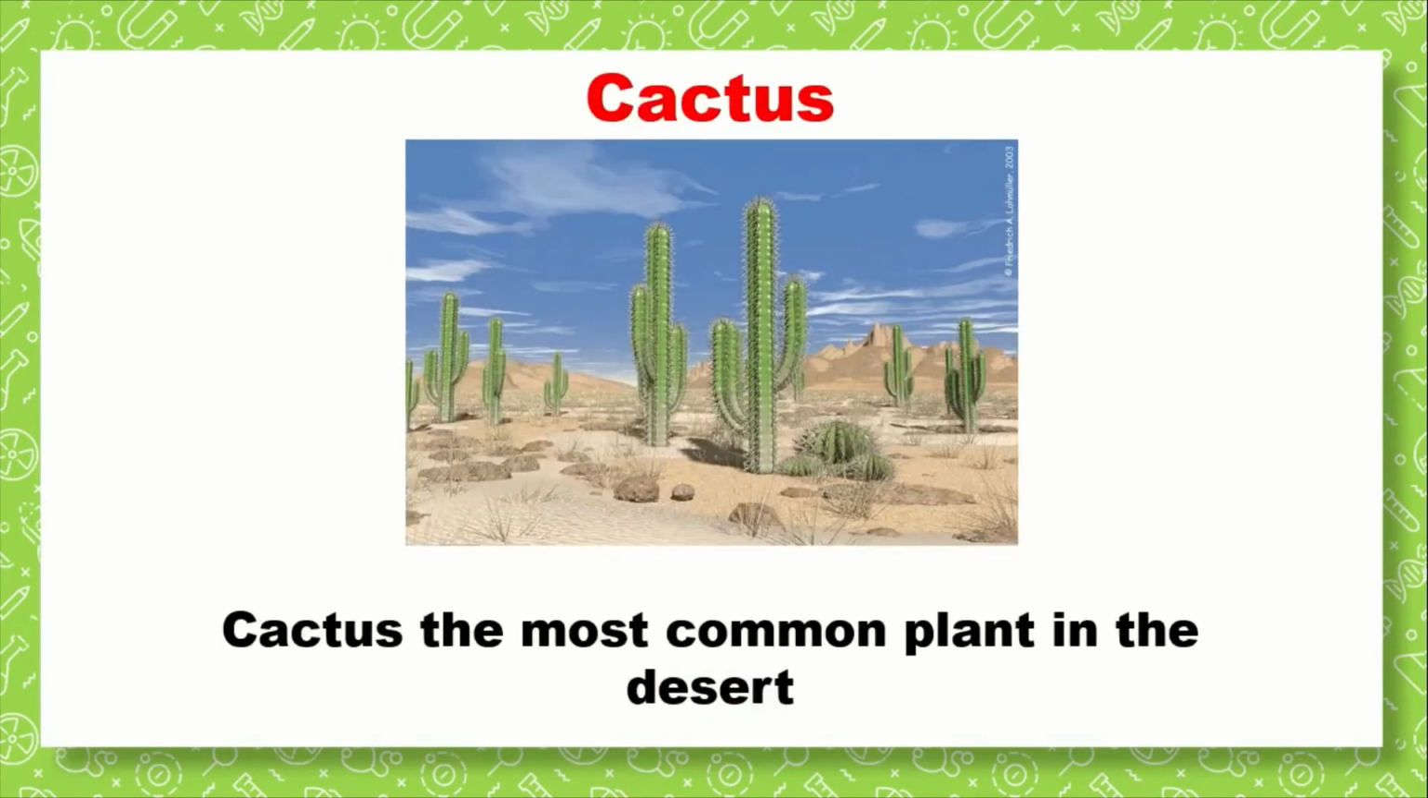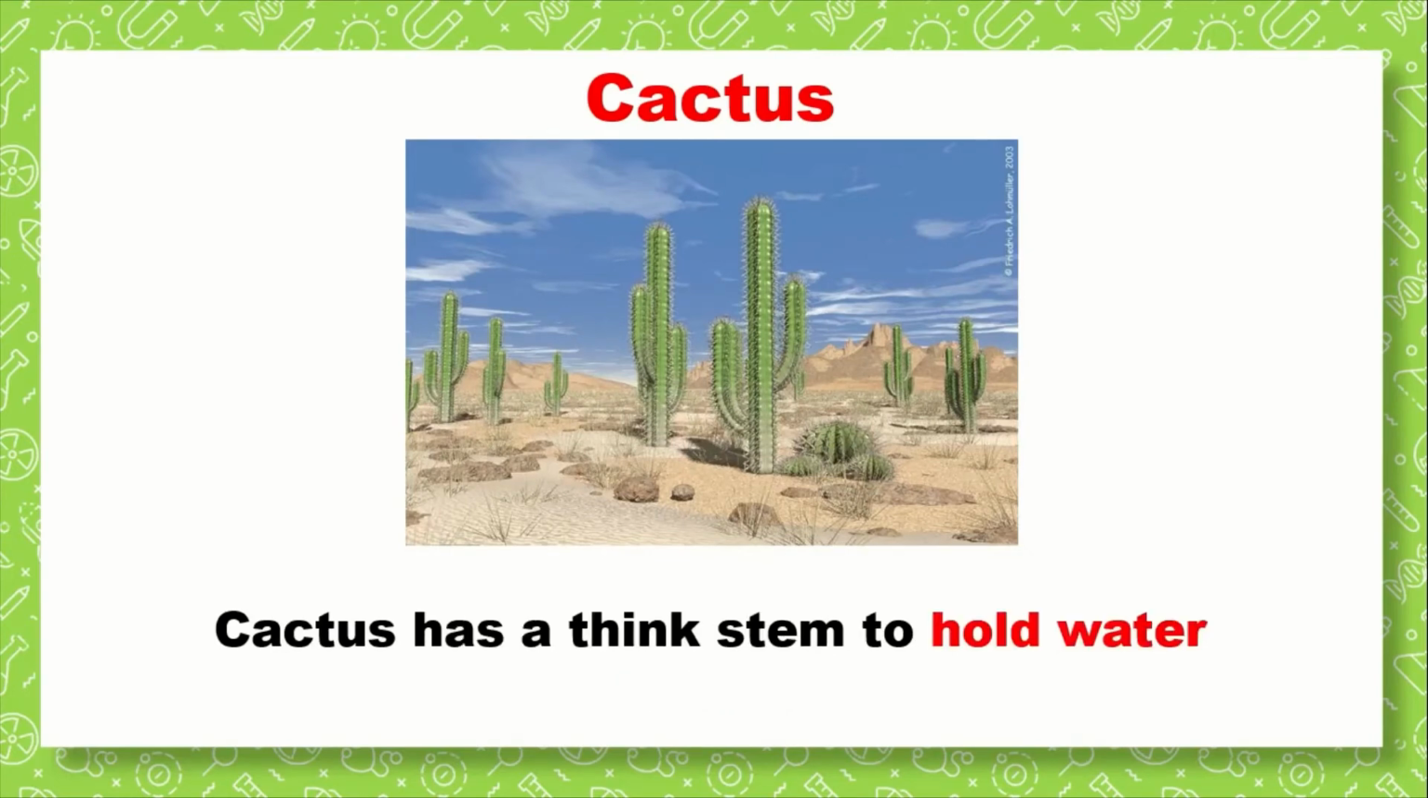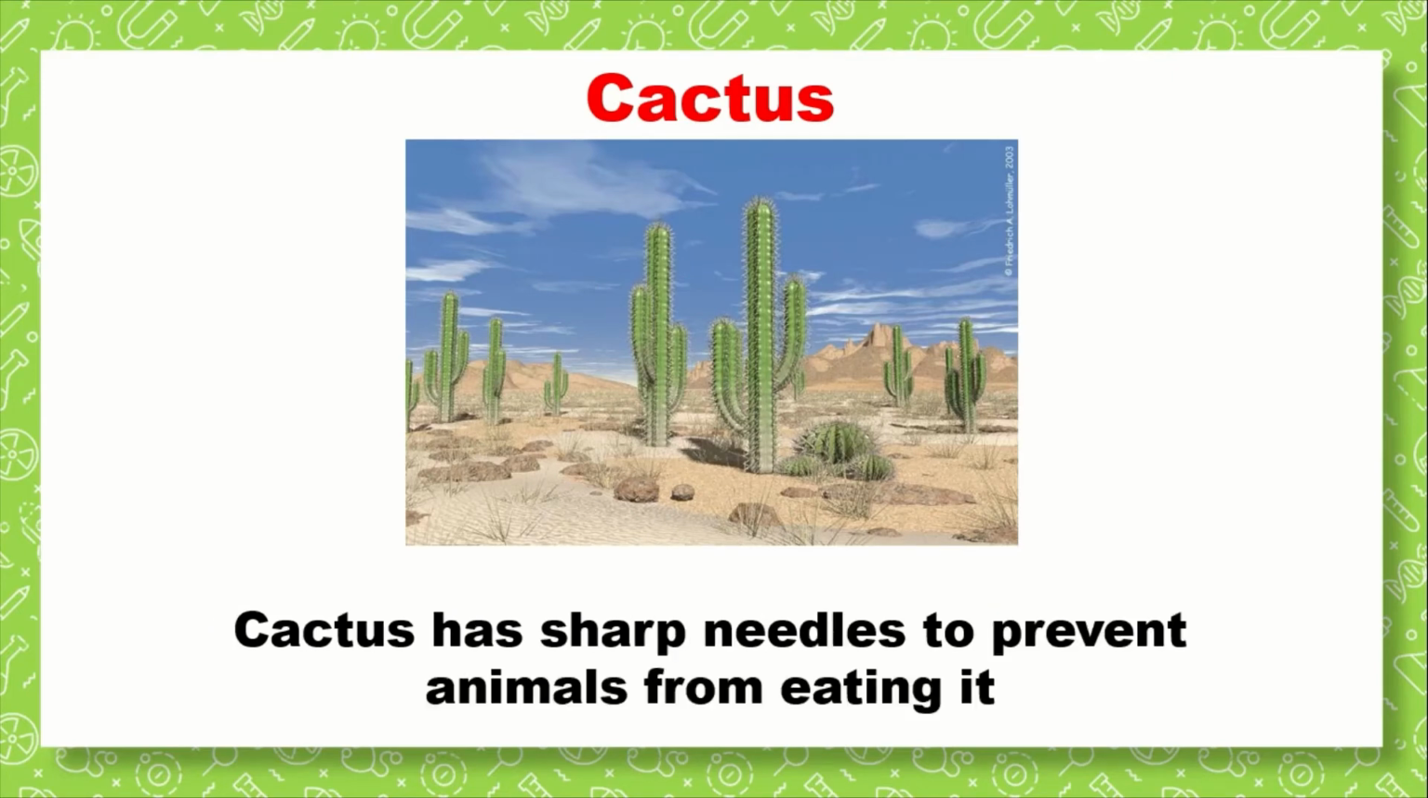The plants that live in the desert are called cactus. Cactus are the most common plants found in the desert. A cactus has a thick stem to hold water. A cactus has sharp needles to prevent animals from eating it.